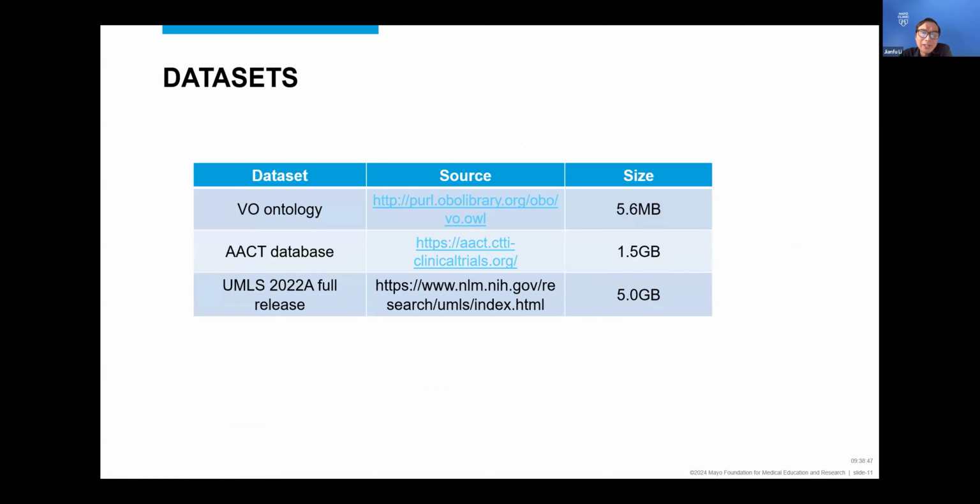This is the dataset we utilize in this study. We utilize the vaccine ontology and the ACD database. The ACD database is just a reorganized relational database from the original clinical trials data. So it just tries to store the original clinical trials files into a relational database. We also utilize the VDOS2024 release for fine-tuning those domain-specific models.